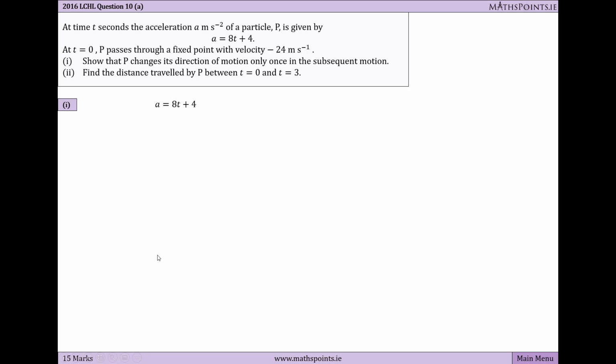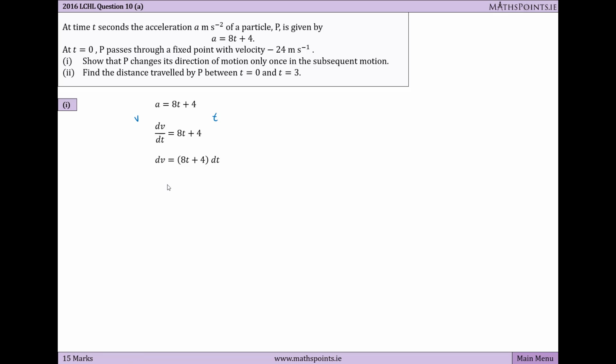So let's see how we might start this. So a is equal to 8t plus 4, and we know that acceleration is the change in velocity over time, so we can replace a with dv/dt equals 8t plus 4. So here's our differential equation. We're going to collect the v terms on the left hand side and the t terms on the right hand side. So I have dv is equal to 8t plus 4 dt.